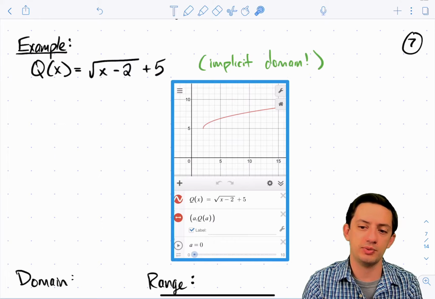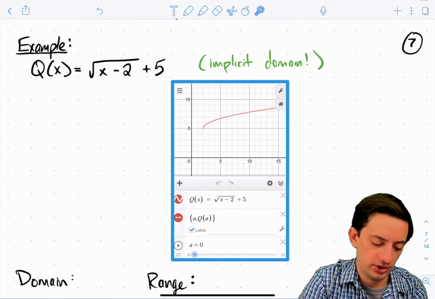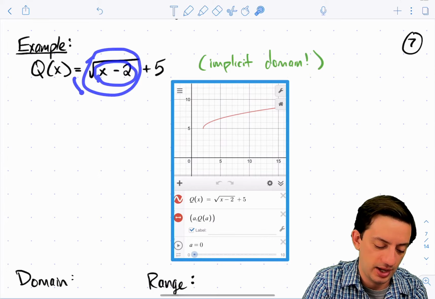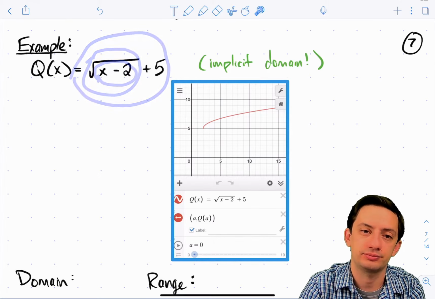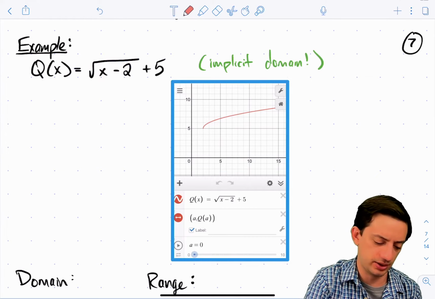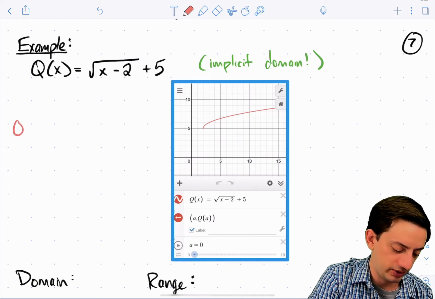We take a number x and we feed it into our input. And what does the machine do? Think about order of operations. First it subtracts 2. Then it takes the square root of that. And then it adds 5 to that. So let's plug in a number, just kind of for some practice here. Let's see, what's going to be nice? Let's do q of 11.